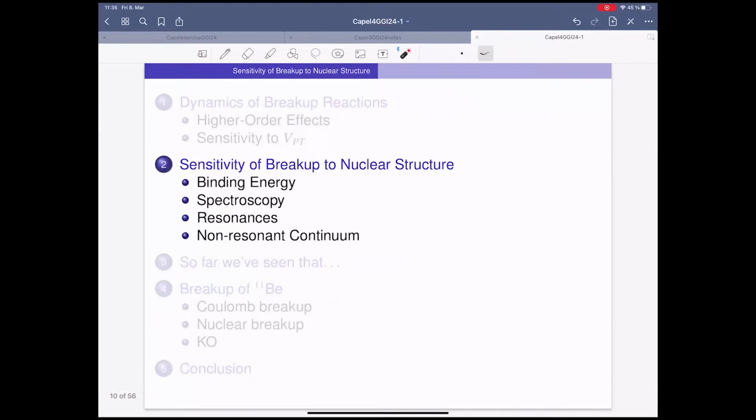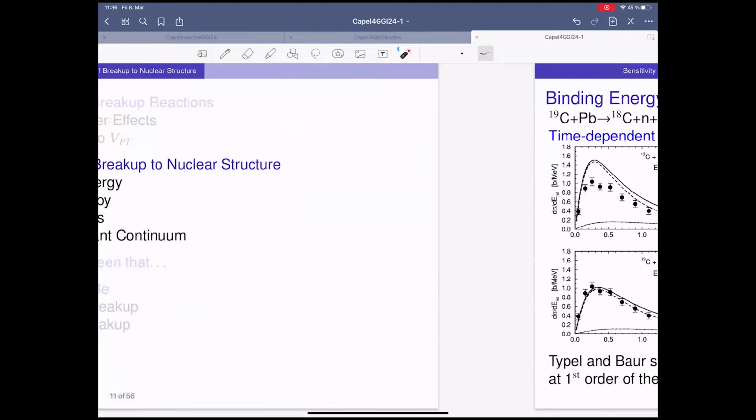So these are the two things that I wanted to emphasize on the reaction mechanism. High order effects are important, so you need to take them into account, and you need to pay attention to the sensitivity of the calculation to the optical potential that you put in your model. Now I would like to look a little bit more at what we are sensitive to in these reactions, and to put a few things straight.